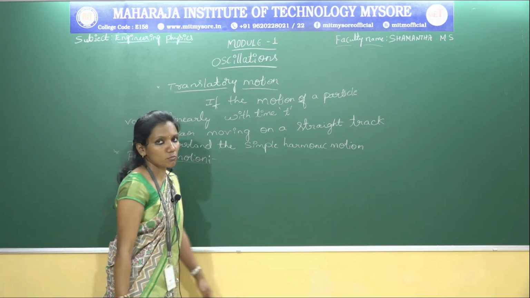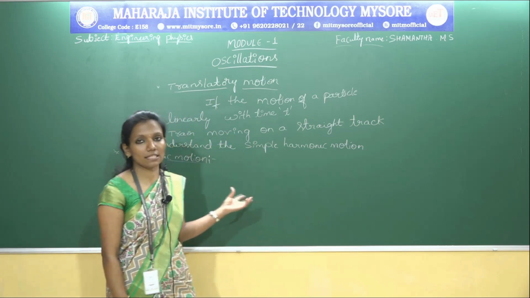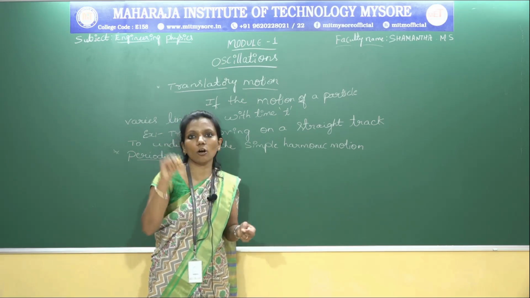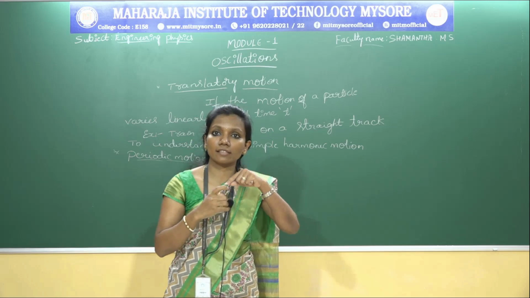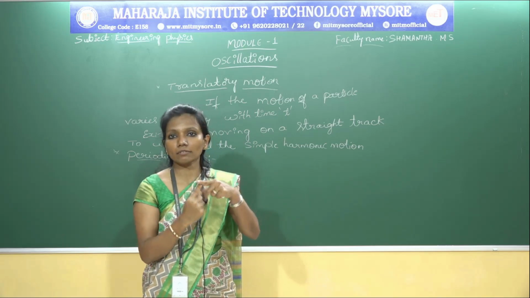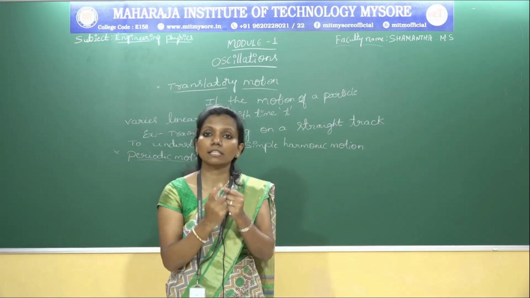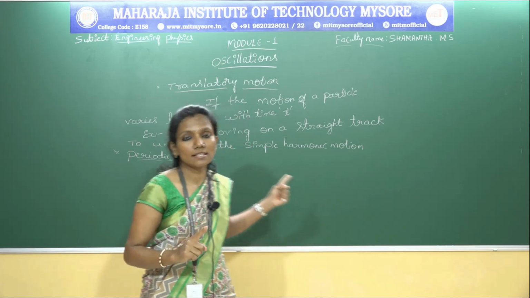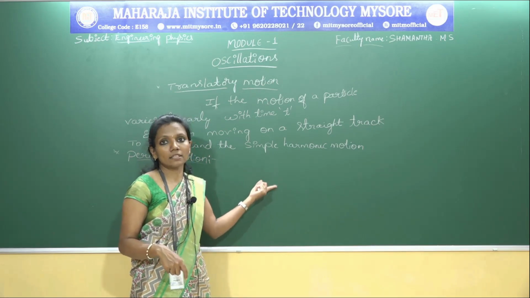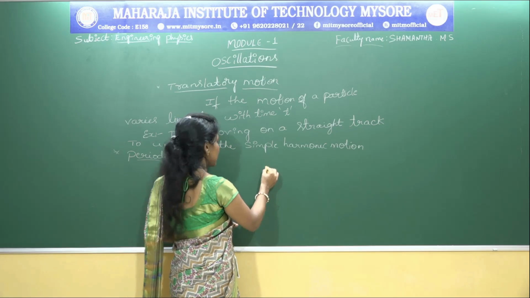A periodic motion is a motion which repeats itself after a regular interval of time. We observe this in a clock. When the hour hand and minute hand rotate, after 60 minutes the minute hand comes back to its same position. So after some time interval it comes to the same point, and that type of motion is called periodic motion. The clock is the best example.